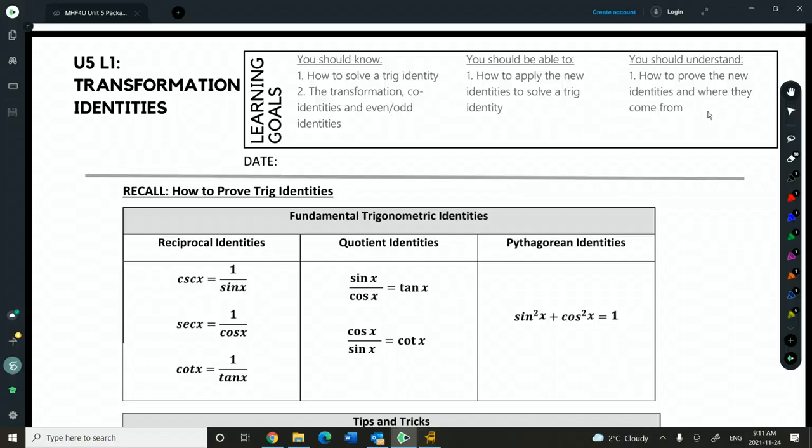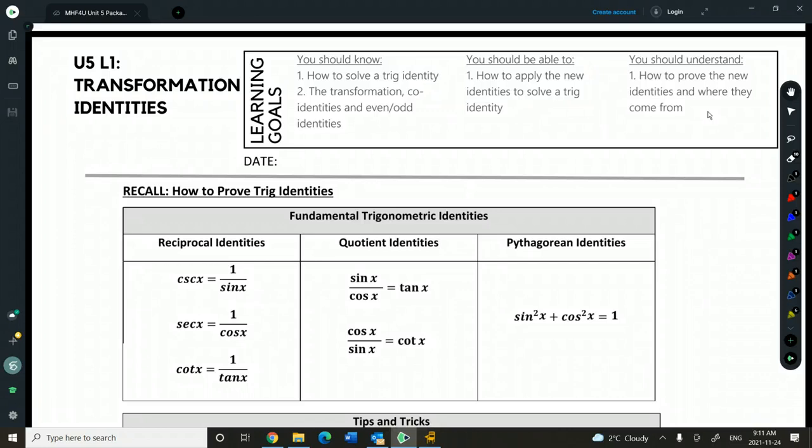So back in grade 11, this was our fundamental trig identity sheet. And we had 3 types of identities: reciprocal identities, quotient identities, Pythagorean identities. And we learned a couple things that we can do with these identities.